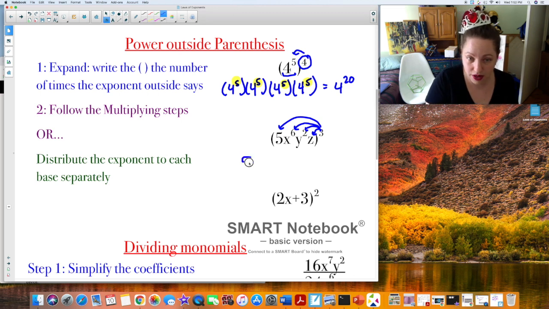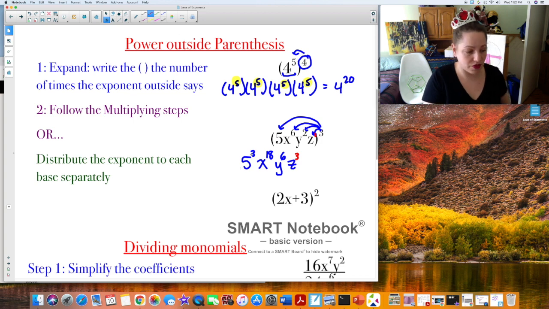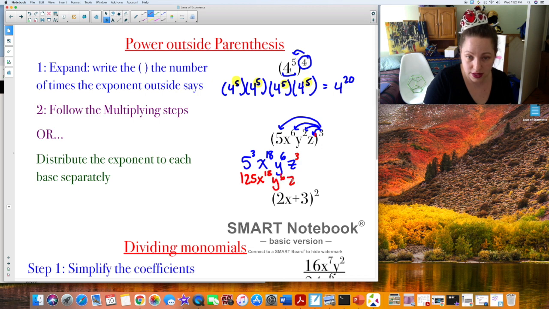So it's going to be 5 to the 3rd power. X to the 6 times 3 is 18. Y to the 2 times 3 is 6. And Z, if there's no number there, there is an invisible 1 because you have 1Z right there. So 1 times 3 would be 3. Then I can simplify 5 to the 3rd power. 5 times 5 is 25 times 5 is 125. And this would become 125, x to the 18th, y to the 6th, z to the 3rd.